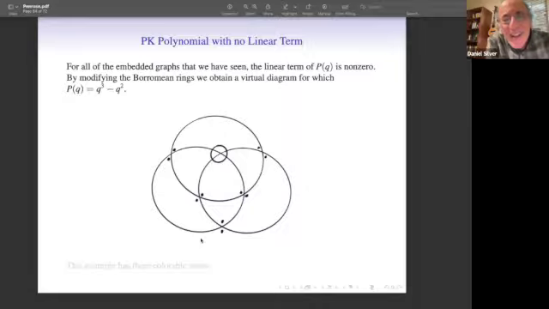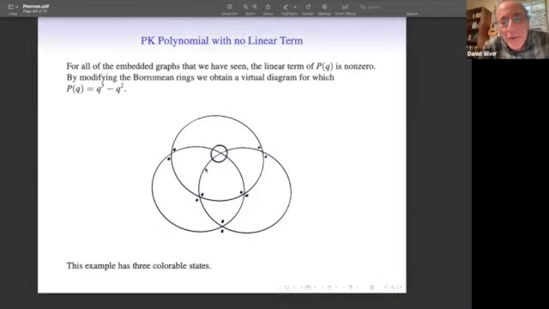But let's mess it up. So here, I've changed this crossing. The dot used to be here and here, and I've changed it to there and there. And I've removed it here, and I've put in a virtual crossing. And it turns out that this example has 3 colorable states. I won't draw them out, but it turns out that suddenly this linear term is missing. It's Q3 minus Q2.